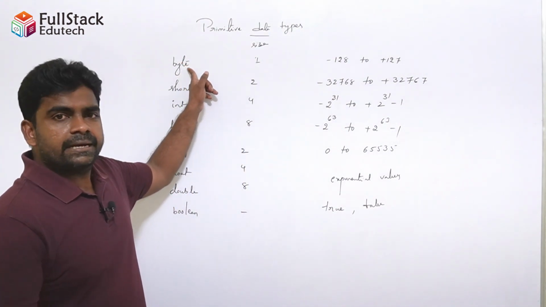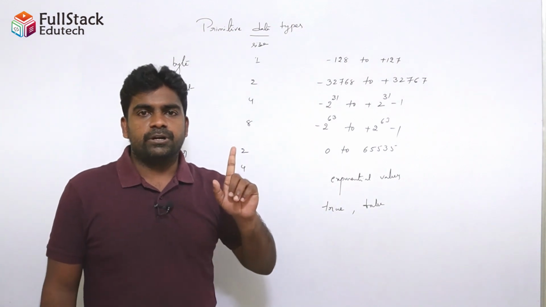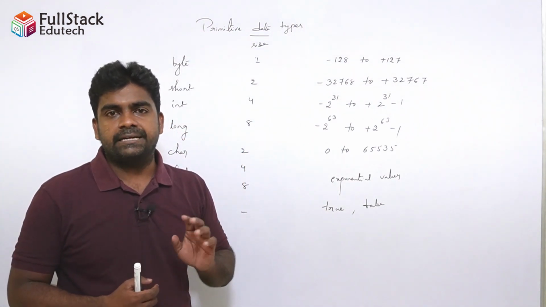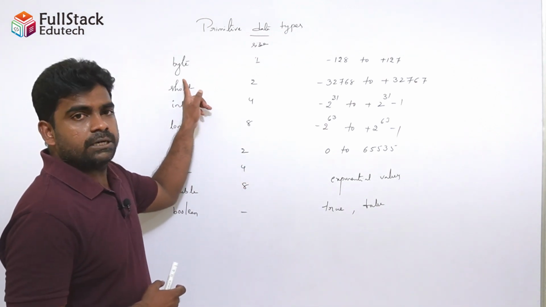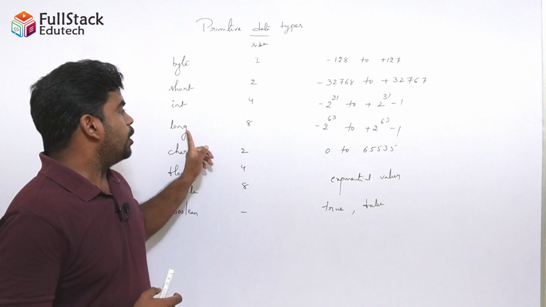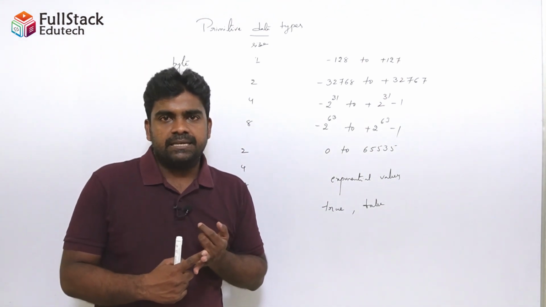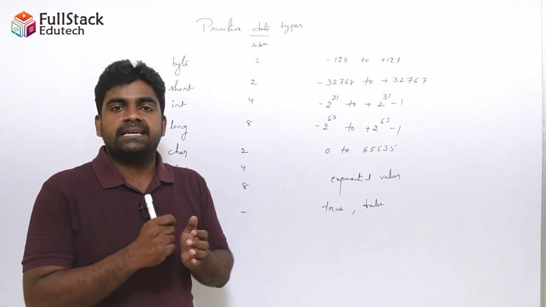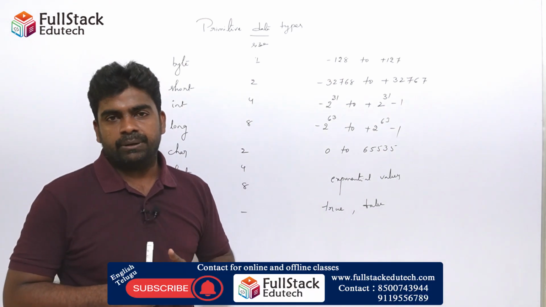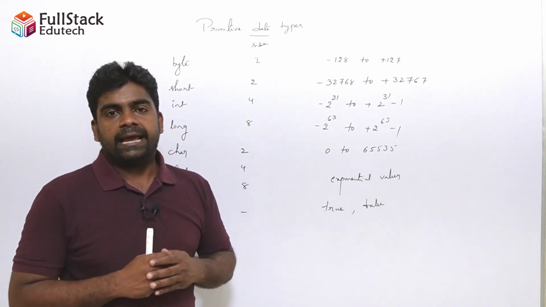Suppose if you are declaring a variable which is byte type, only 1 byte memory will be allocated. We know that memory is represented using bytes only. If it is a short, 2 bytes memory, an integer 4 bytes memory, long 8 bytes memory. Character in C language and C++ supports the ASCII character system. That's why their character occupies 1 byte memory only. But here Java uses the Unicode character system.